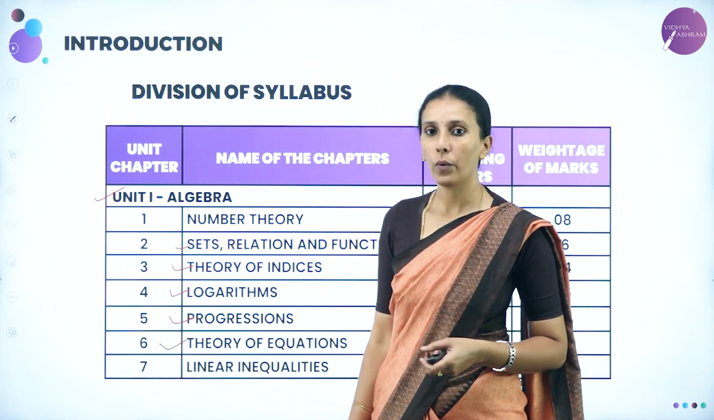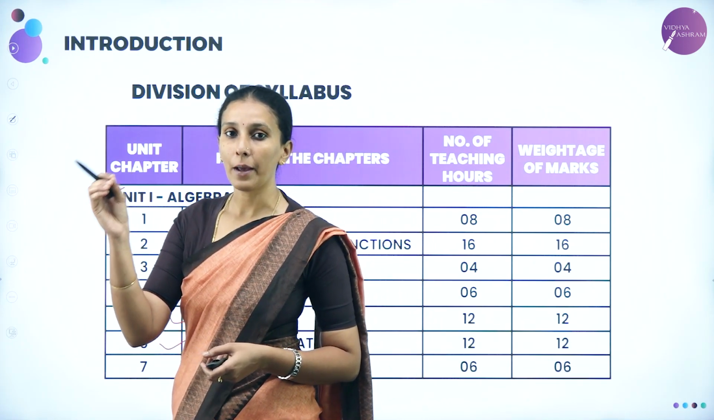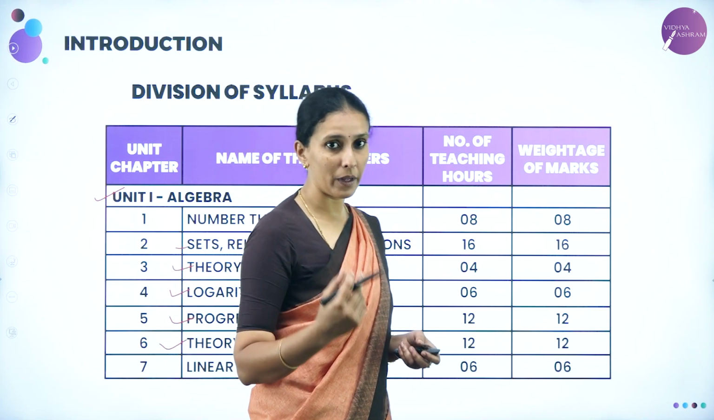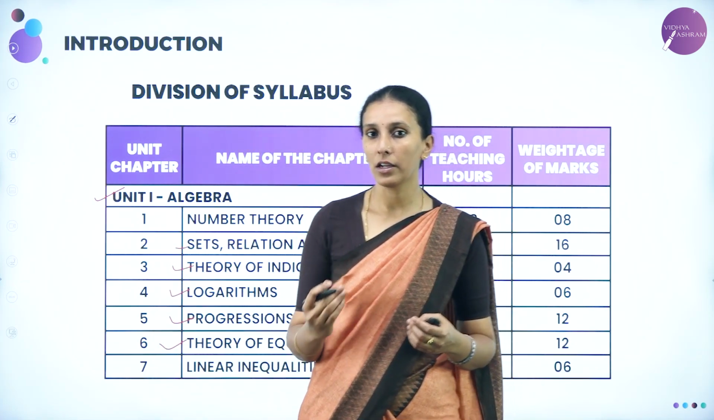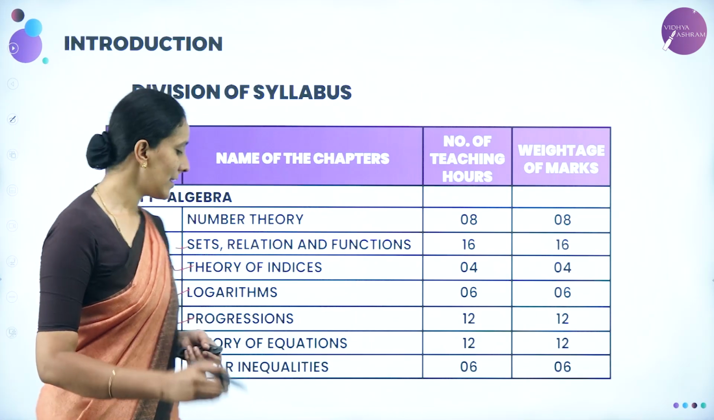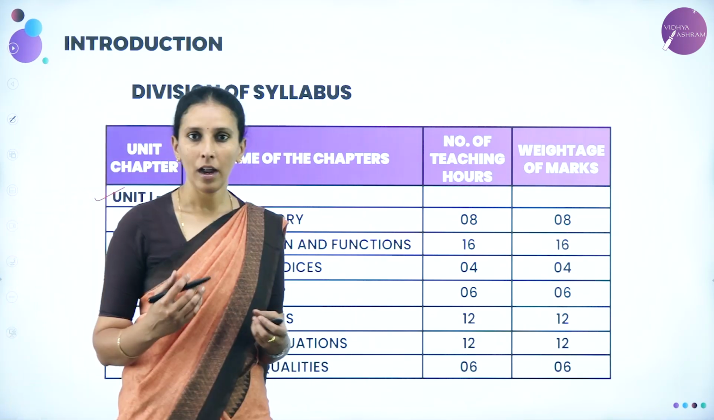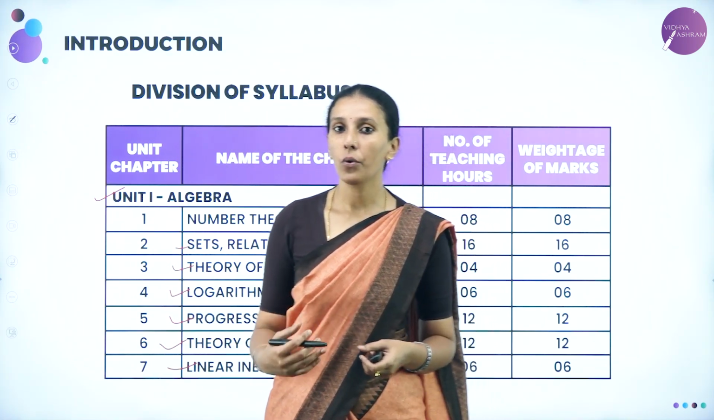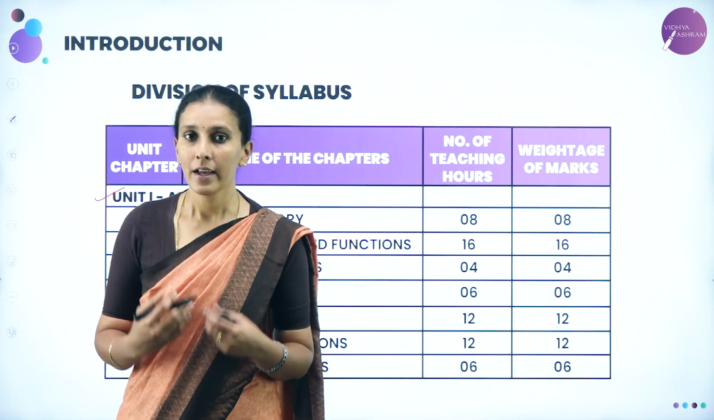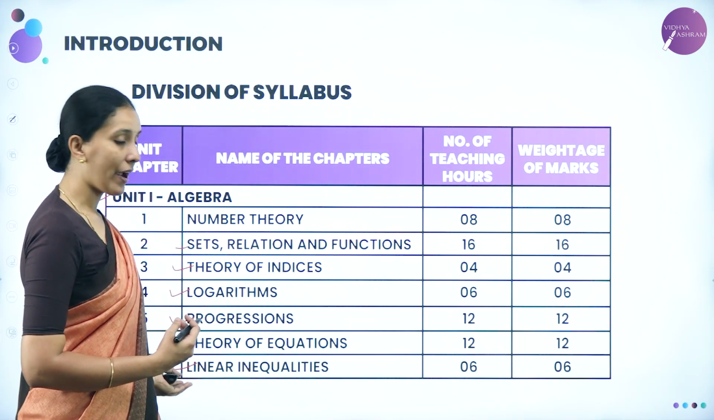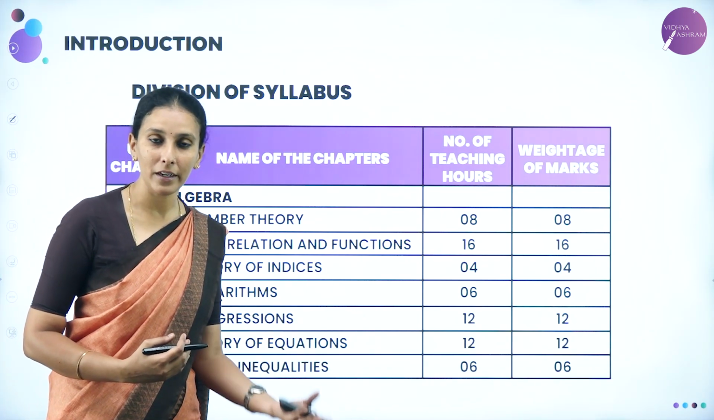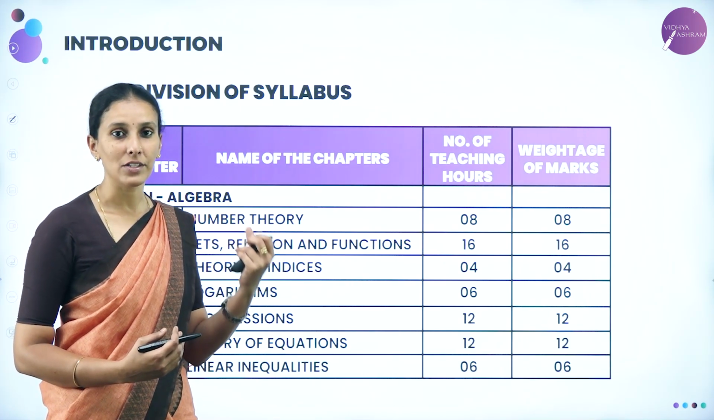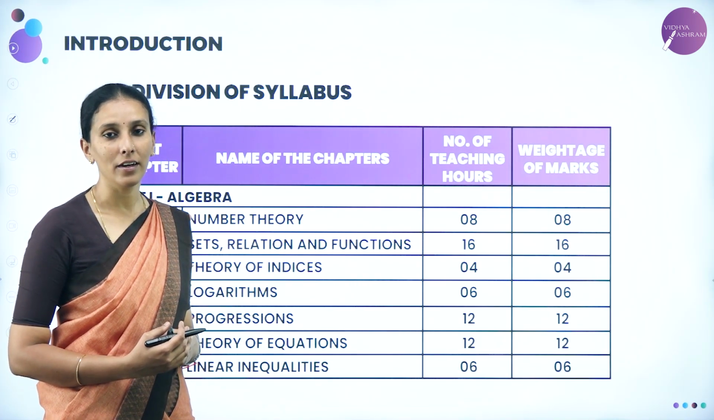Next, you have theory of equations. Here you are going to learn different types of equations, including linear equations, quadratic equations and cubic equations, and also how to find the solutions of all these equations. The next chapter is linear inequalities. Until now, you have solved many algebraic expressions using equalities. Here we are going to find the solution of inequalities, and also the solution of linear inequalities by the graphical method, which helps us to analyze the maximum and minimum of profit and loss as well as cost.